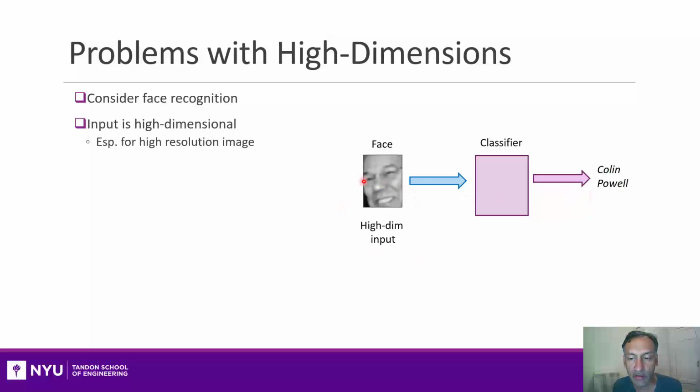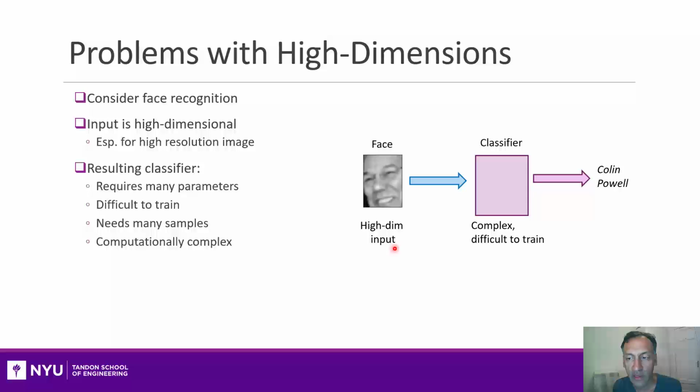Now, the problem here is that depending on the resolution, this could be pretty high dimensional. And when we try to build that classifier, remember that even for a linear classifier, the number of parameters will scale linearly with the number of features. That means that it can be difficult to train in two ways. When we have a large number of parameters, it means that we would need a large number of samples to train it, and the training could be computationally complex. So the question is, what can we do to try to make this simpler?